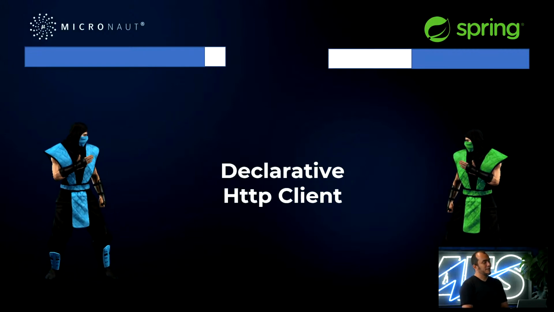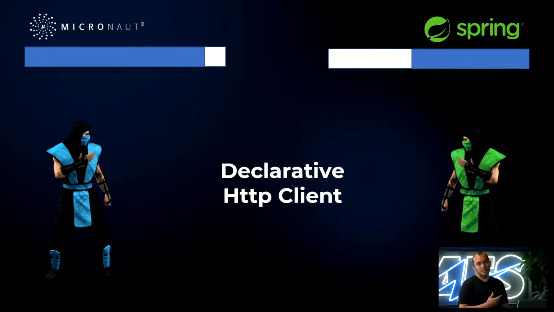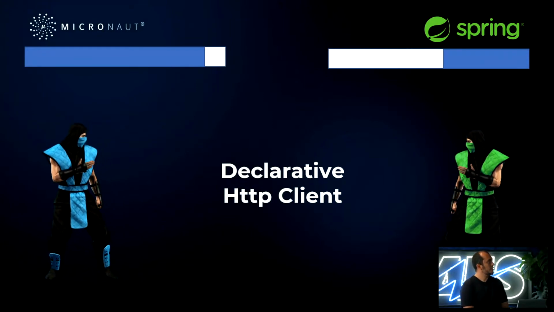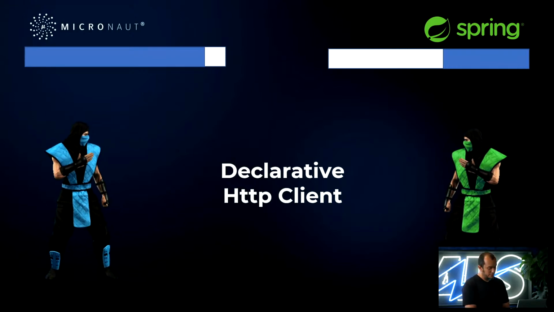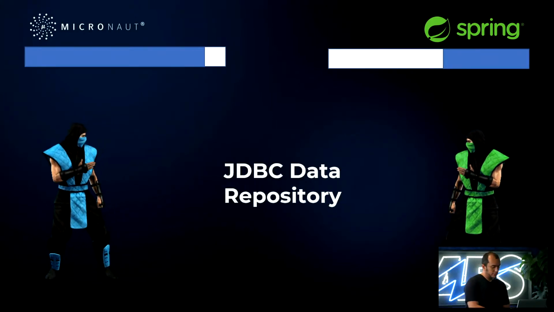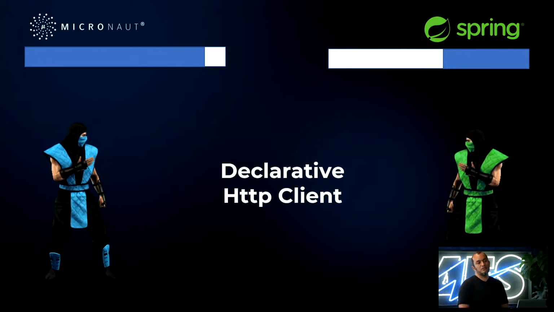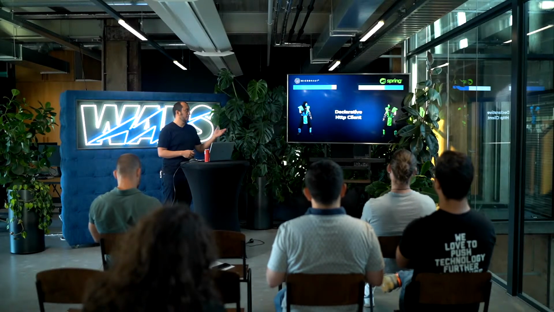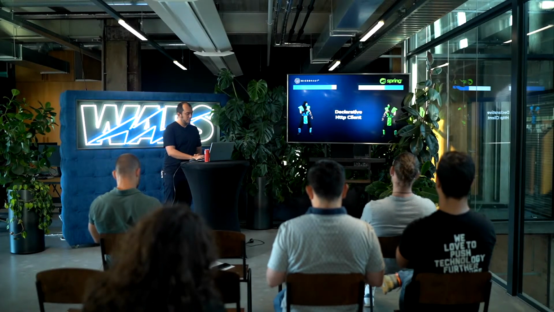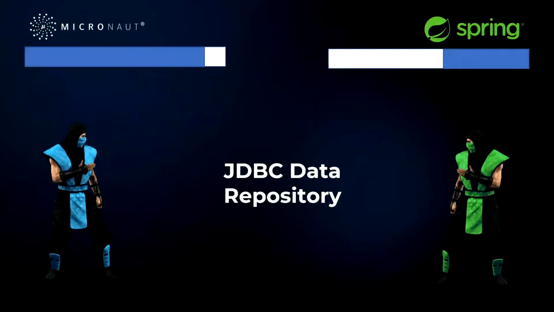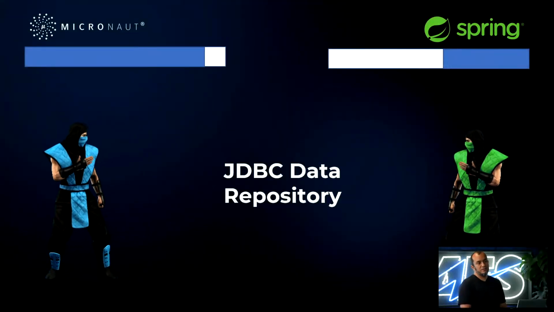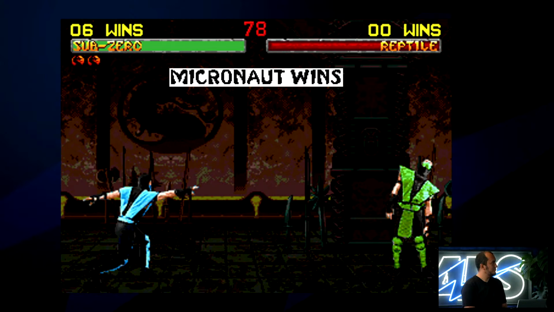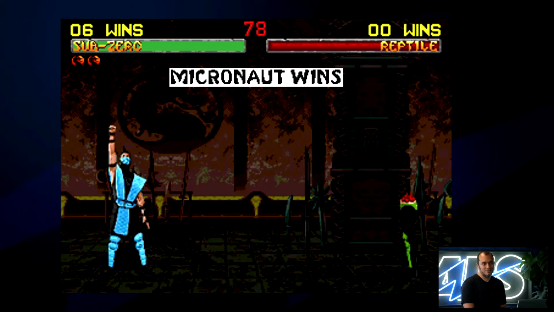Next one: Micronaut has this declarative HTTP client that is really nice and works really well, so it's much easier to use. So another hit here. Spring, yeah, not that good. Just to be clear, of course you can do the same thing with Spring if you use an external dependency, but here it's already inside Micronaut, so I think that Micronaut is better. For the JDBC data repository, we saw that the difference is huge. So again, Micronaut wins this battle.